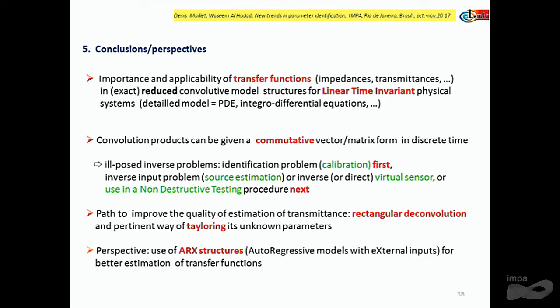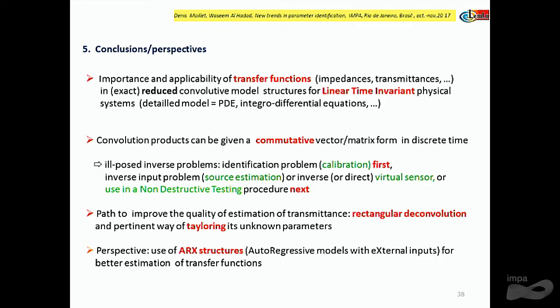So my conclusion: we have seen the importance of the transfer functions and the way they can be used. What is interesting is that they have a commutative vector matrix form in discrete time, so it's a very interesting model to use. Of course, it's not very used by engineers. Why? Because the inverse Volterra problem solution is an ill-posed problem, so that's why it has not had much success up to now.